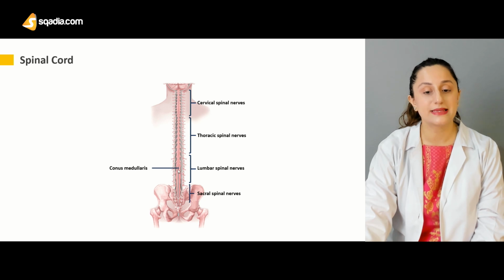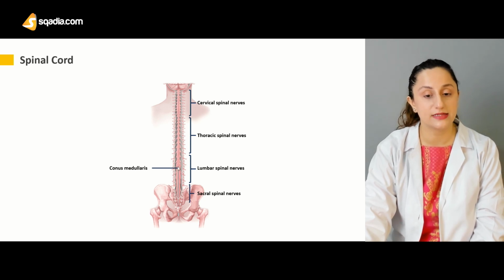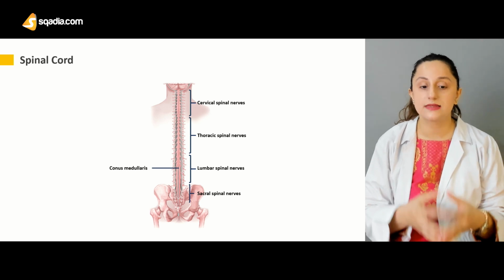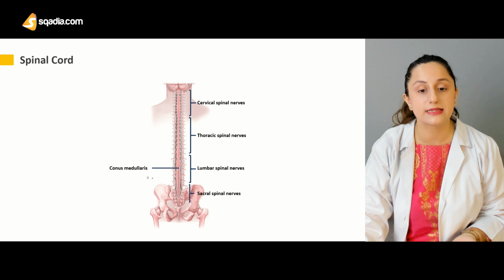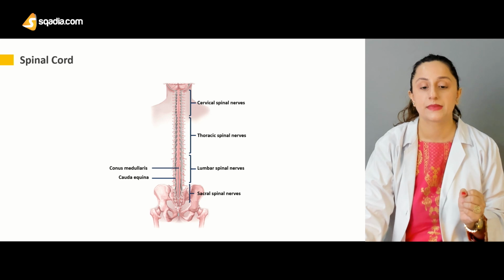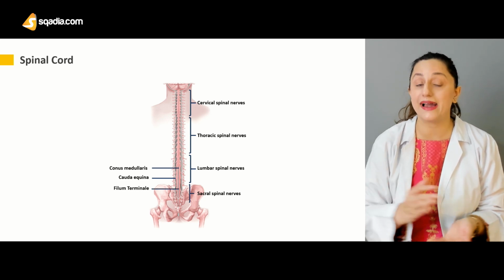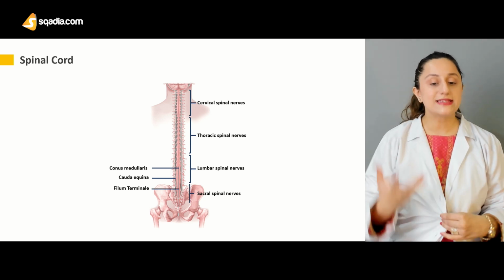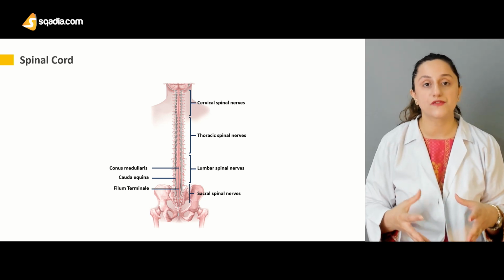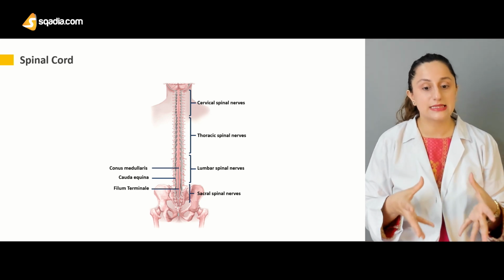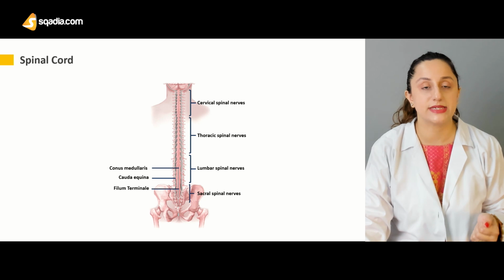Now, this cauda equina basically originates at the point of the conus medullaris, the point where the spinal cord descends down and terminates. This point is known as the conus medullaris, and the cauda equina is associated with it. The cauda equina contains the motor as well as the sensory nerve roots. What is the filum terminale? It's an elongation of the pia mater that gets attached to the posterior surface of the coccyx. So these are some of the terminologies that you have to remember.